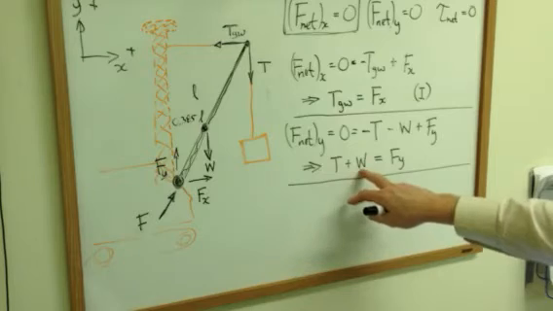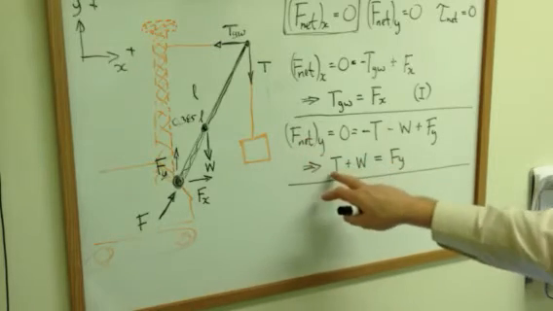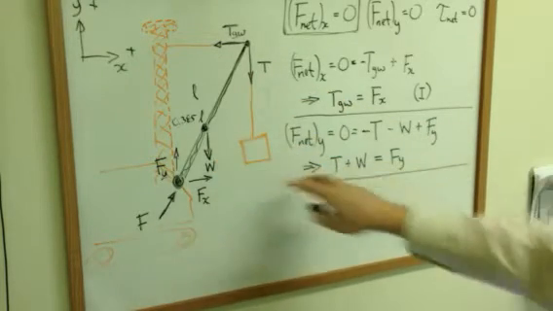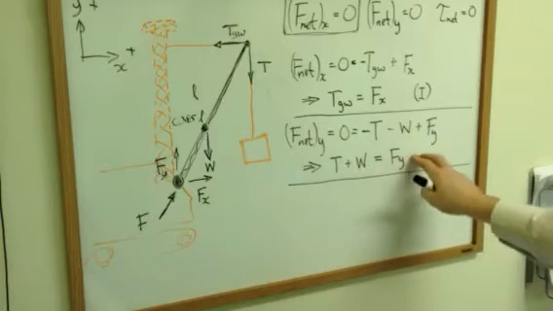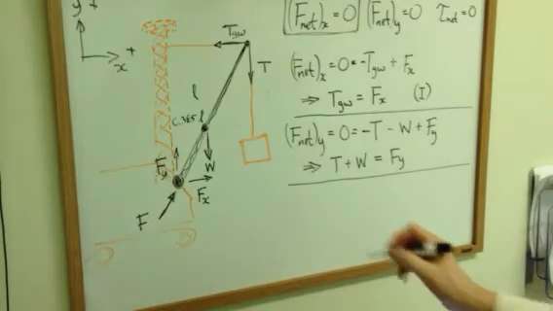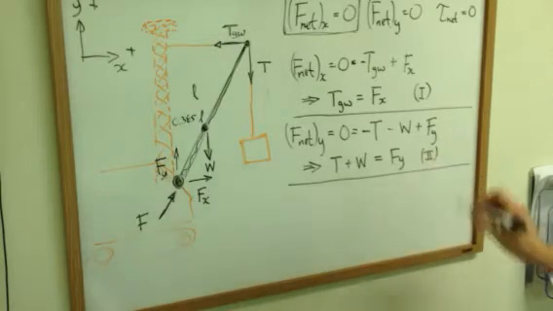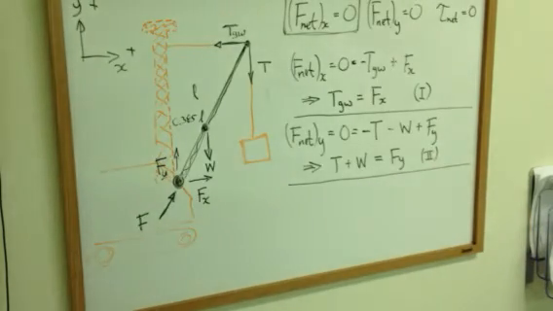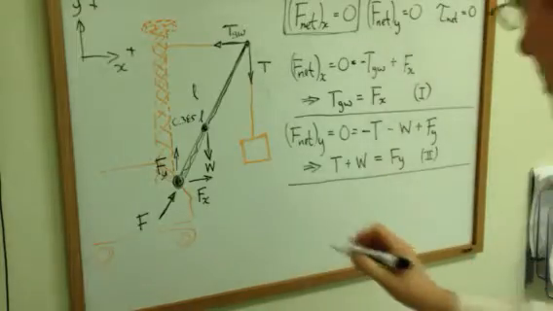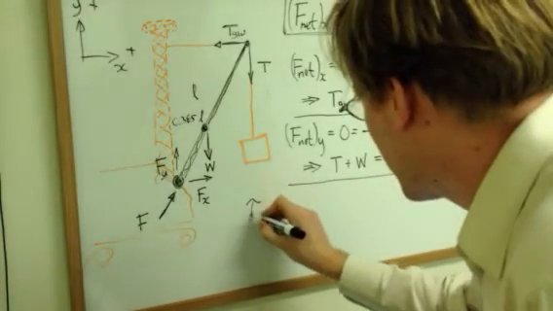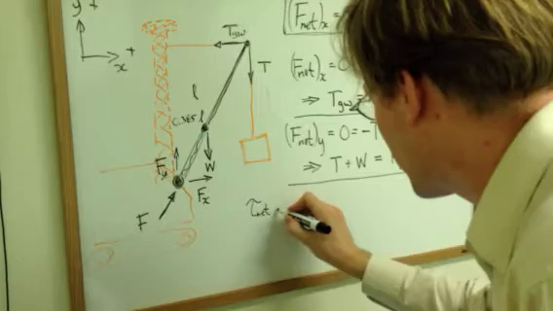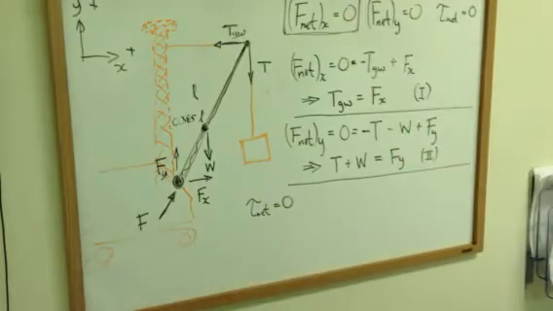Now, I do know this tension. I do know this weight, so I can find Fy right now. Let's see, and I'll call this my second equation. And what does the torque equation say? It says there's no net torque. And what are those torques?